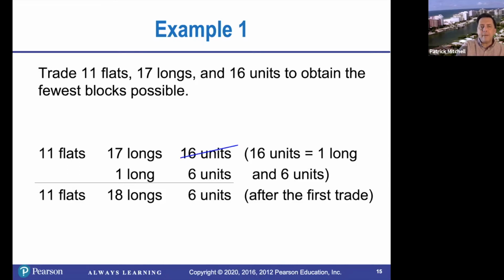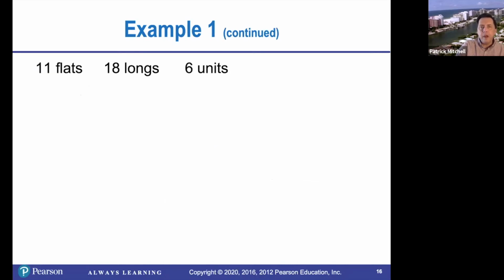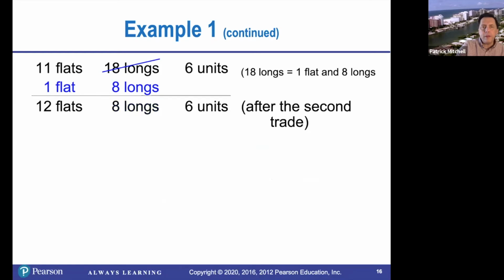Now we can take some of these longs and trade them in for a flat. So we take our 11 flats, 18 longs, and 6 units. We're going to take 10 of the longs and trade them in for 1 flat. So 18 longs becomes 1 flat and 8 longs. That leaves us with 12 flats, 8 longs, and 6 units.